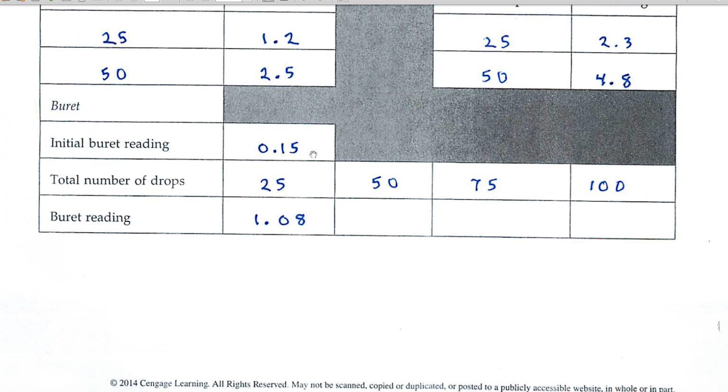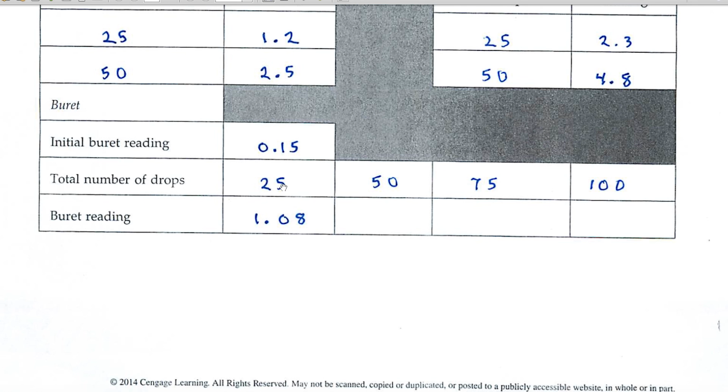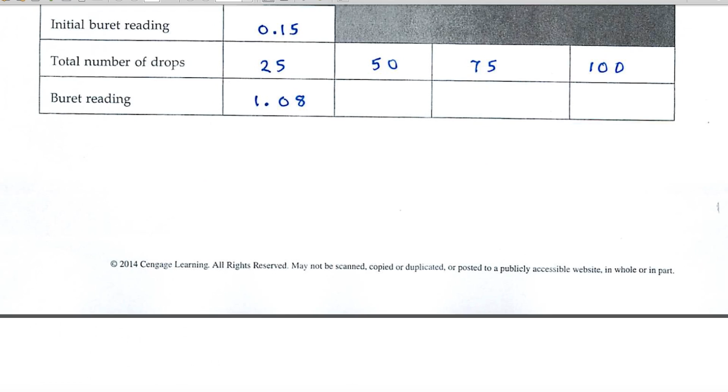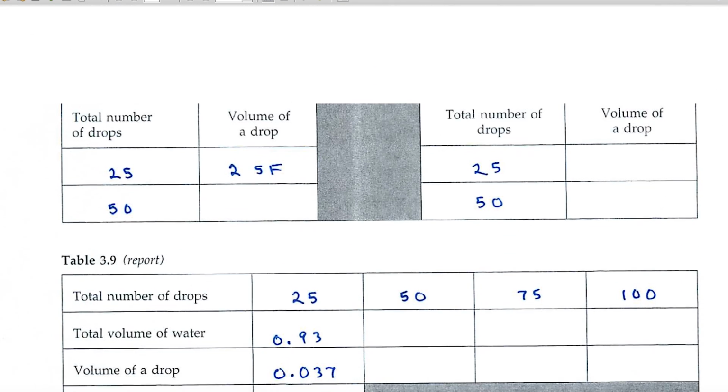And then using the burette to deliver drops rather than an eyedropper. Here's the initial burette reading. It's recorded to the hundredth. We're measuring out 25, 50, 75, and 100 drops. The first burette reading for 25 drops is 1.08. That's my hypothetical number, and we'd have similar numbers down the line, increasing numbers.